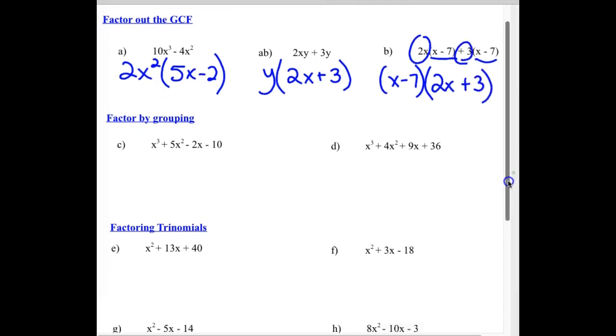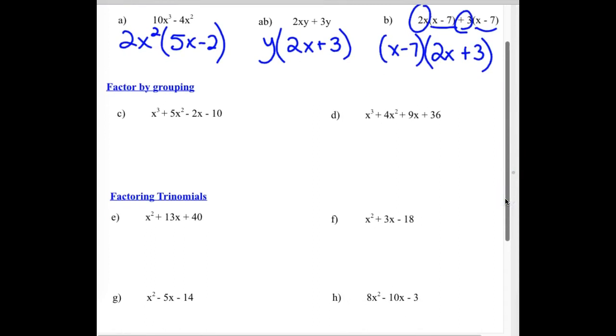So looking at that next technique of grouping, we have 4 pieces. So this is the only factoring type specifically for 4 terms. And we basically divide it into 2 parts. So looking at the first 2 terms, we have an x cubed and a 5x squared. So we're going to factor an x squared out of that. That leaves me 1x and a positive 5 left over.